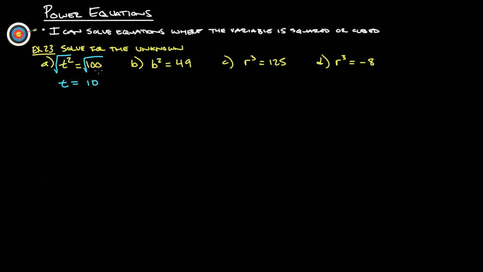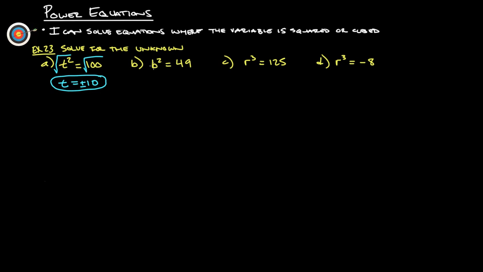If you take 10 squared, you're going to get 100. But also, if you take negative 10 squared, you're also going to get 100. So whenever you're taking the square root of a number or any kind of even powered root, you're going to want to do not just the positive answer, but also the negative answer. So our answer here is going to be plus or minus 10.